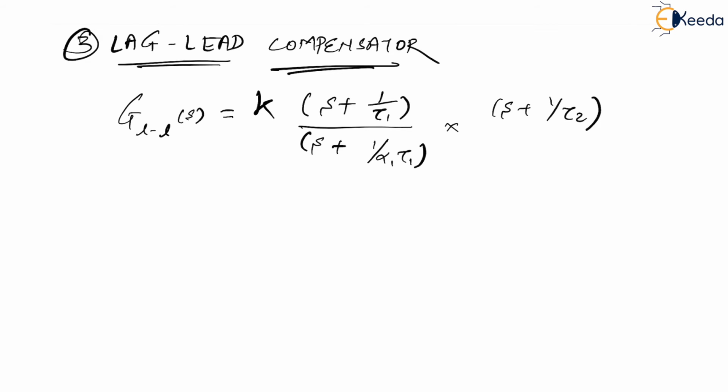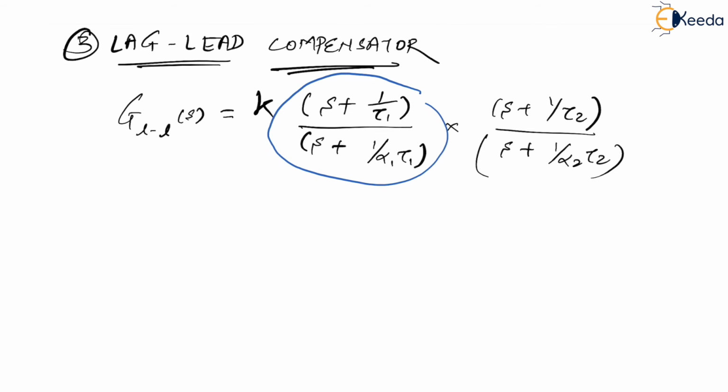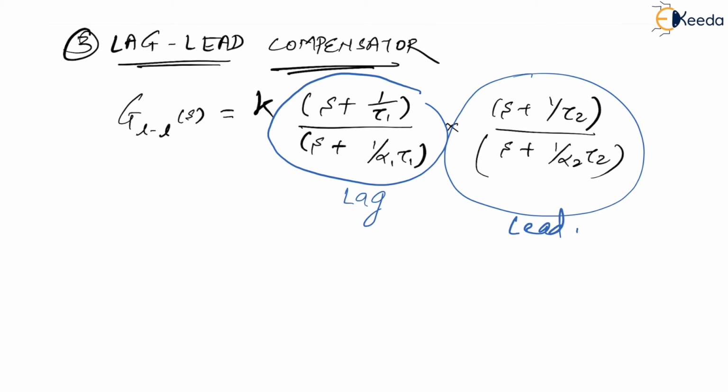So next is S plus 1 by tau 2 upon something. The first one let me call lag, and the second one let me call lead. Now how will the poles and zeros be placed? See, things will be very easy.